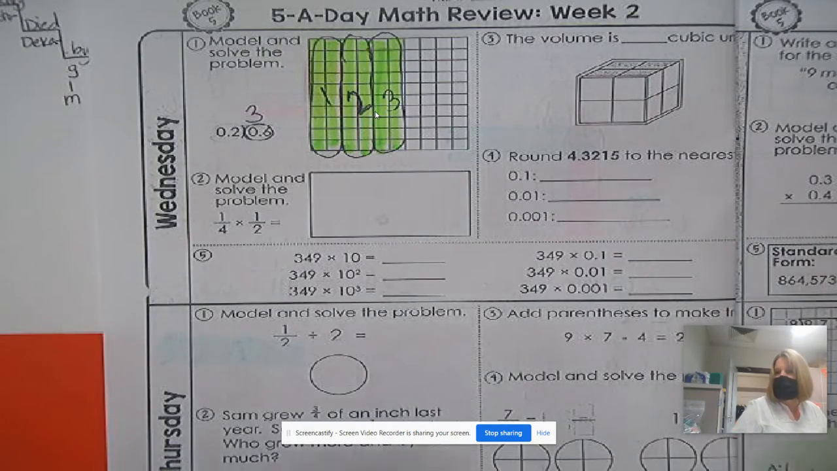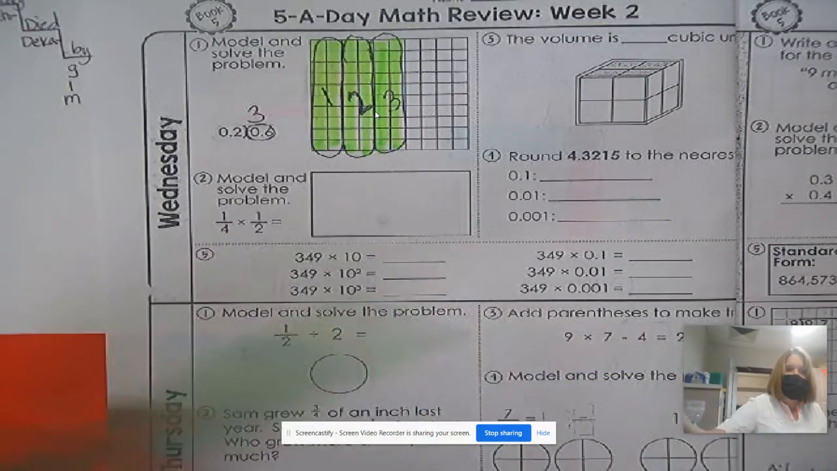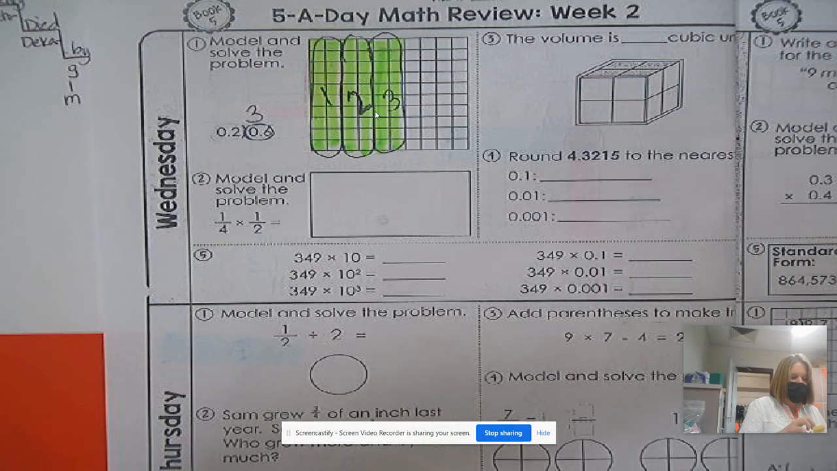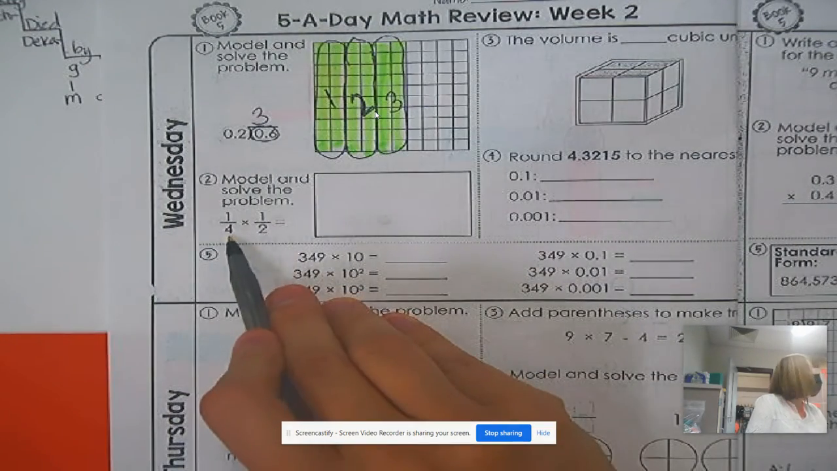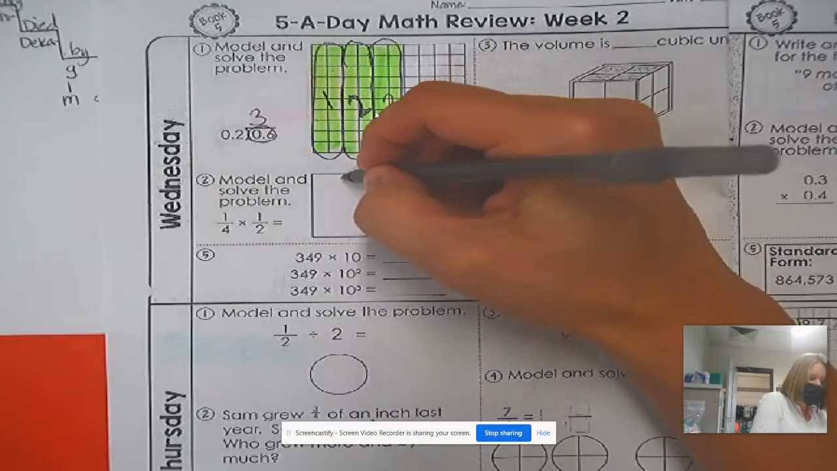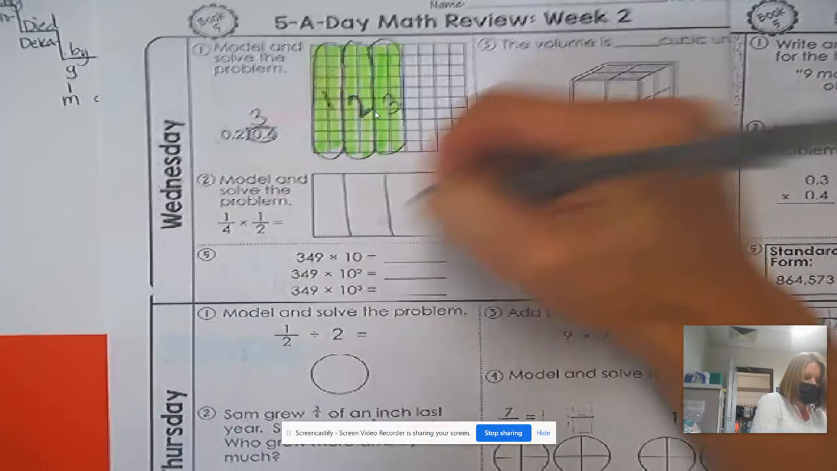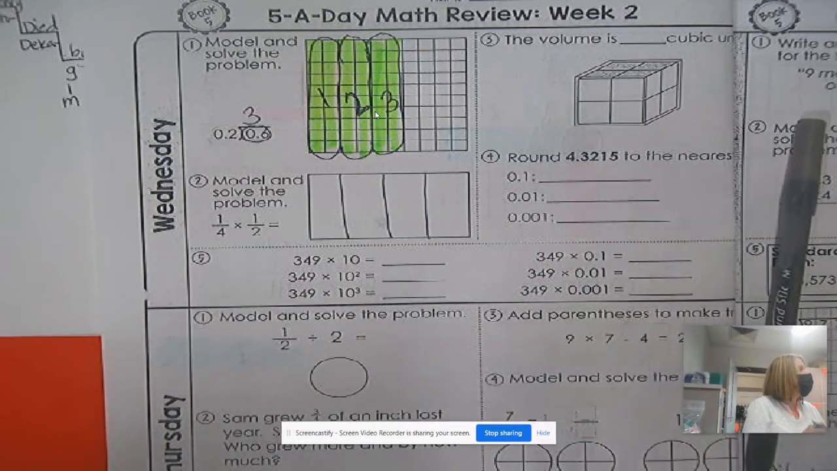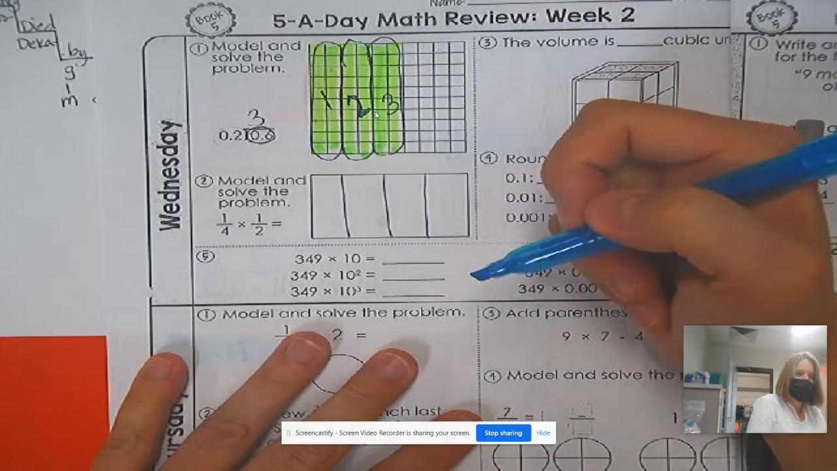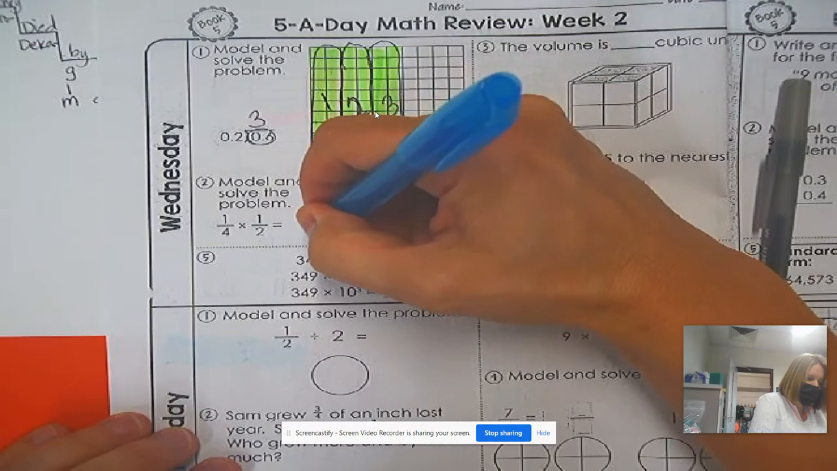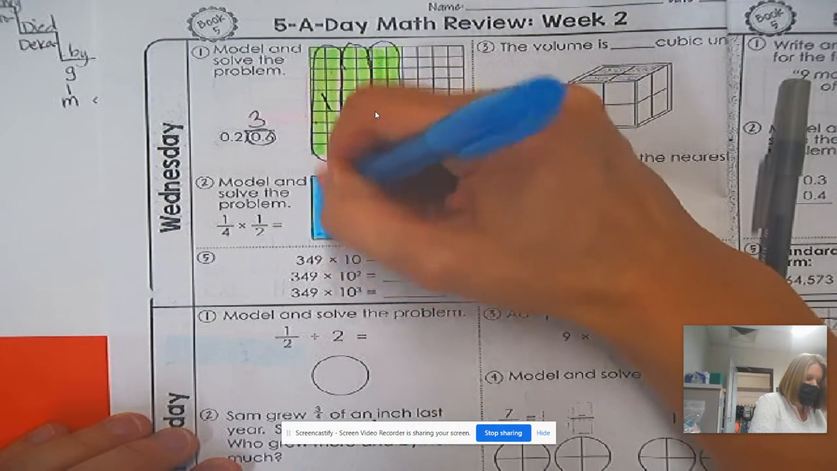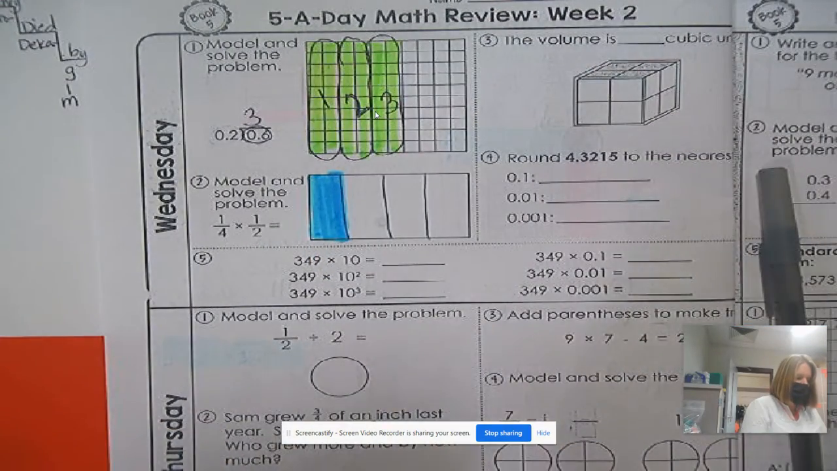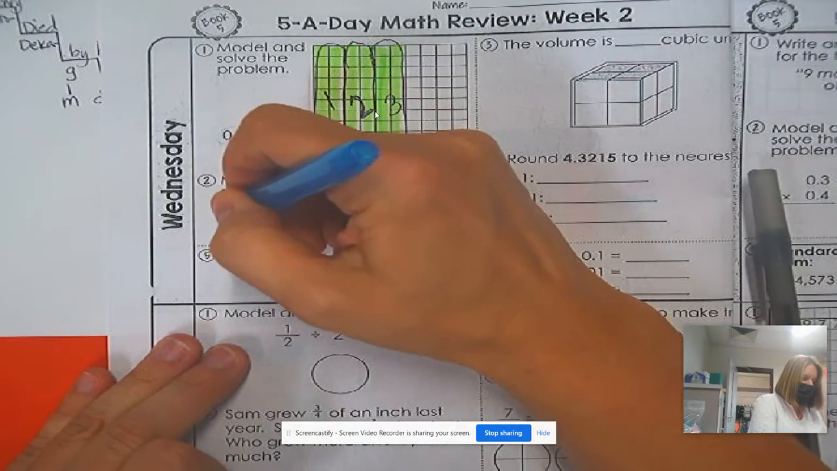Okay, model and solve. What am I going to cut my rectangle in first? How many pieces? Start here. Fourths. 1, 2, 3, 4. Of that, how much am I going to color in? One of them. Yes, good. Okay, so that's this right here.